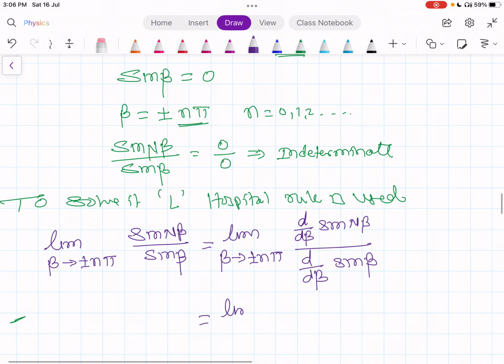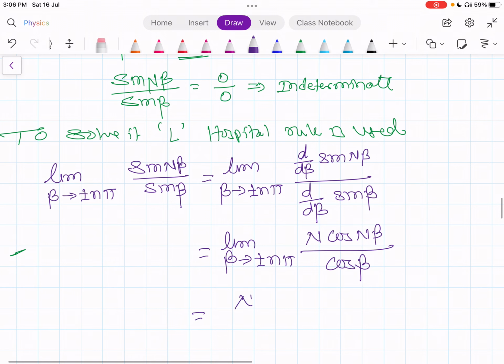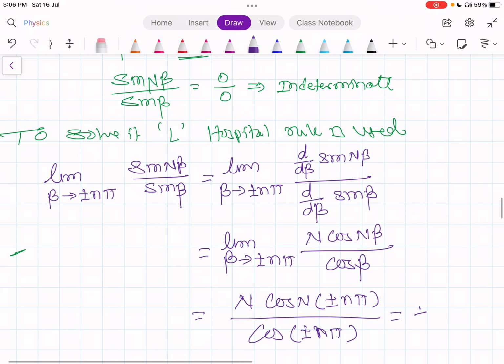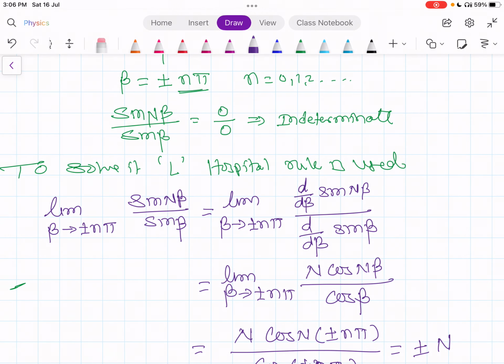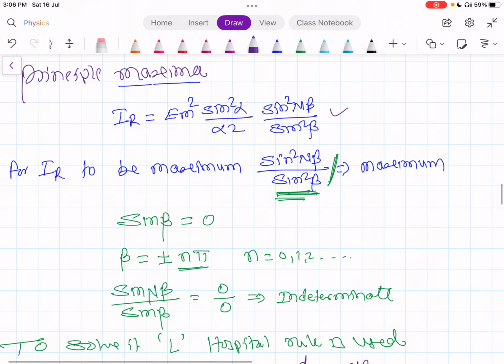which is equal to n cos n beta divided by cos beta, which is equal to n cos of n times plus minus n pi divided by cos of plus minus n pi, and this is equal to plus minus n. So sin n beta upon sin beta is equal to plus minus n, and we have this intensity relation.